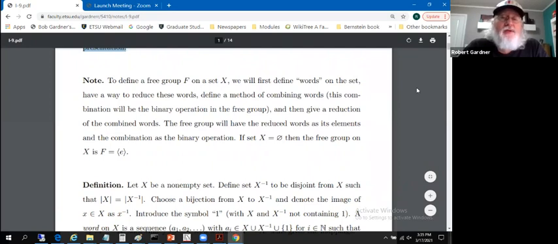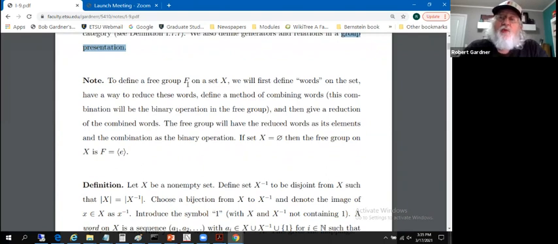Okay, to define a free group F on a set X, we'll first define words on the set and have a way to reduce these words, define a method of combining the words. This will be the binary operation in the free group that we'll produce, and then give a way to reduce the combined words. The free group will have the reduced words as its elements, and the combination is the binary operation. If X is the empty set, we'll take the free group to be the trivial group.